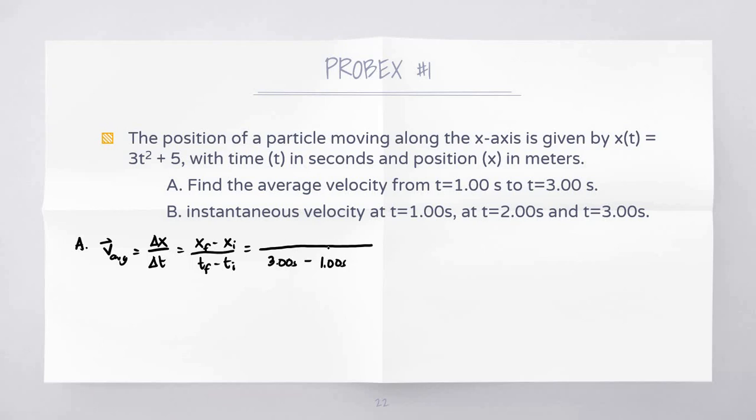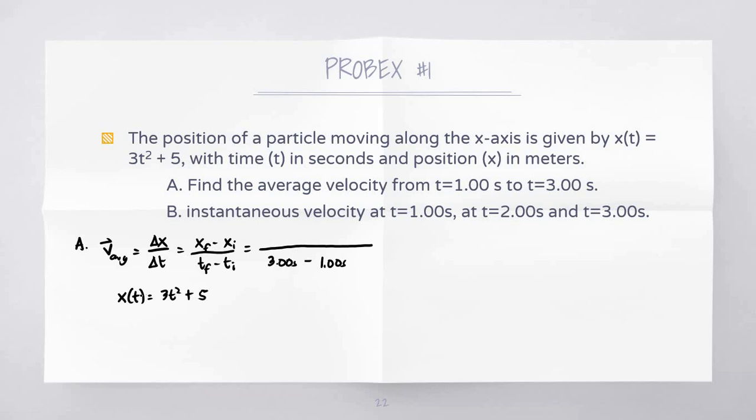So how about the final position and the initial position of the particle? In order to do that, let's go back to the original problem. The original problem gave us a function of x with respect to time. So x of t is equal to 3t squared plus 5.